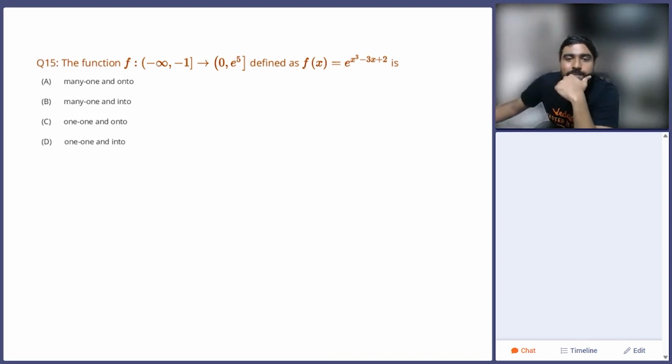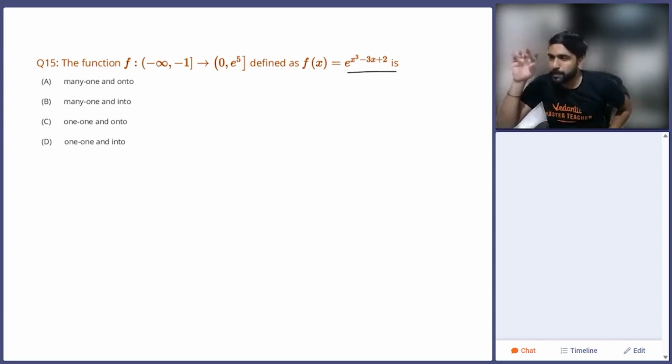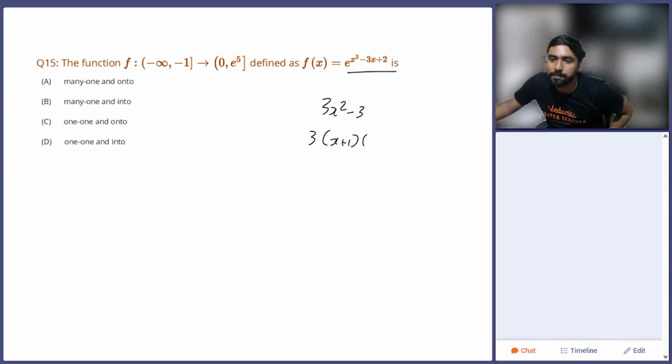Okay, moving on. We have a function from minus infinity comma minus 1 to 0 comma e power 5. The function is e to the power x cube minus 3x plus 2. So the exponential function behaves very similar to whatever function is present inside the exponential, right? Exponential otherwise is a simple one-one and onto if the range is from 0 to infinity, no problems over there. So I will basically do my analysis on x cube minus 3x plus 2. Now x cube minus 3x plus 2, if I differentiate, I will get 3x square minus 3, which is 3 times x plus 1 into x minus 1 format over here. So minus 1, plus 1, positive, negative, positive over here.